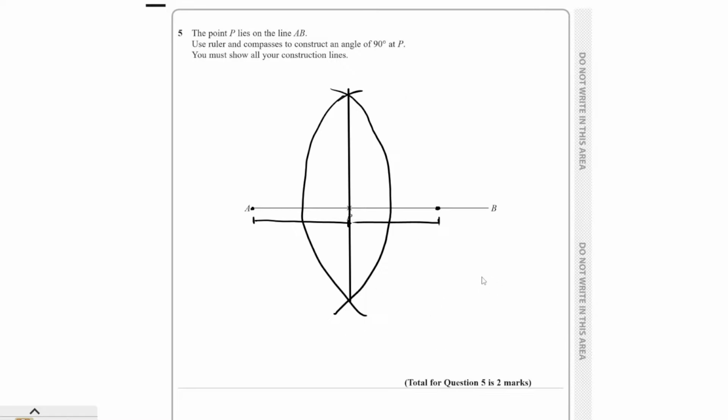So when they say don't rub out any construction lines, just keep obviously all of these arcs and everything in there. Don't rub anything out. They need to see how you worked it out. But that's literally it. Okay, so it needs to be equal distance from A and P in the other dot, and then just two curves, two arcs.